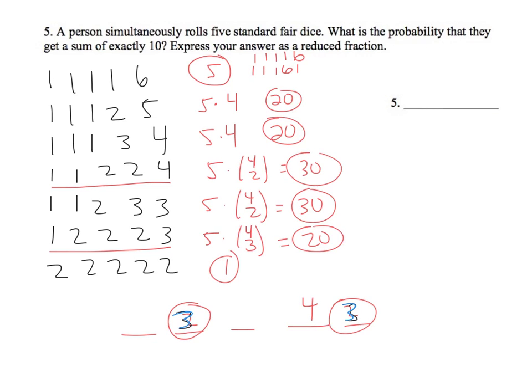Okay, now we are looking for the probability. In total, there are 5 plus 20 plus 20 plus 30 plus 30 plus 20 plus 10 ways that I can get a sum of exactly 10. That's 126, over all of the possibilities. Well, each die has 6 possibilities on it, so that's 6 to the 5th power. When I simplify that, it becomes 7 over 432.